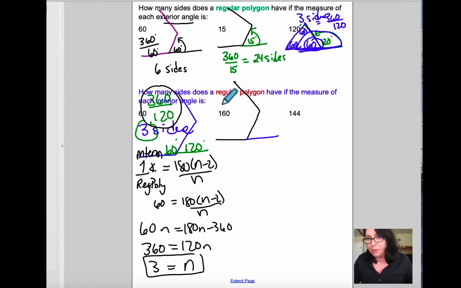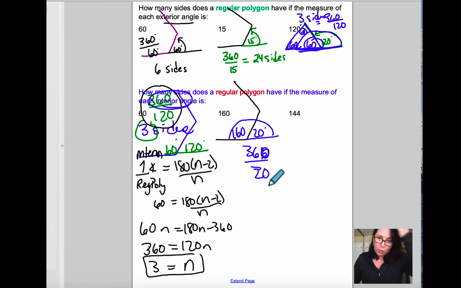For this problem, it says the interior angle is 160. So I'm going to put that here. That means my exterior angle is 20 degrees. And if I go 360 divided by 20, what is that, 18? So 360 divided by 20 is 18.